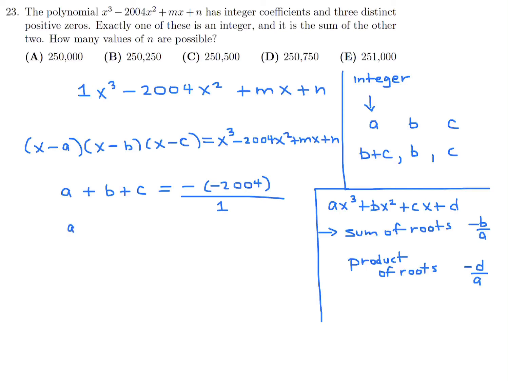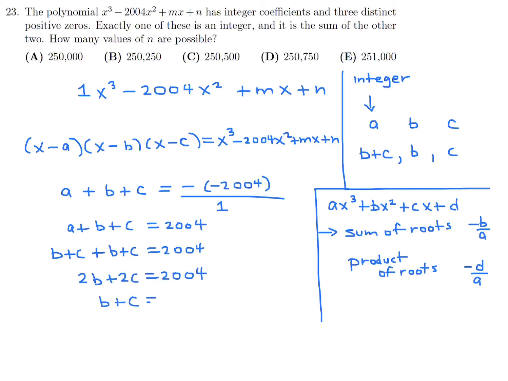So that means that a plus b plus c is just 2004. All right, the sum of those roots. Now a, we are told in the question, is b plus c. So I put that in there: b plus c plus b plus c is equal to 2004. And this just becomes 2b plus 2c is 2004. Factor out a 2 and we get b plus c is equal to 1002.